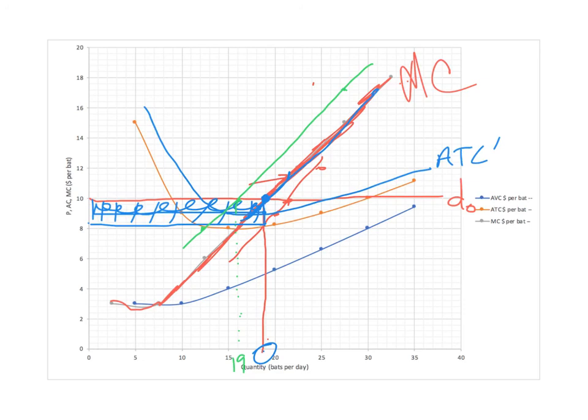Anyway, output would fall. If you did it by the table and you said output would fall to 15, that'd be fine. If you did it by the graph, output would fall to 16 bats by the graphical analysis.